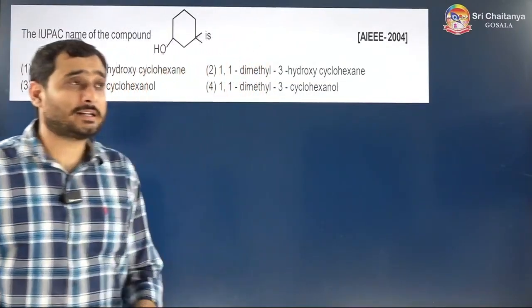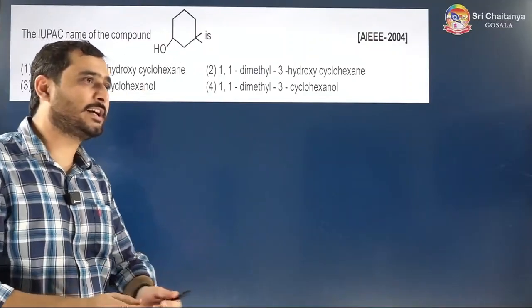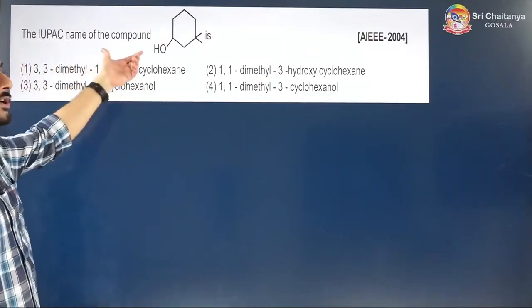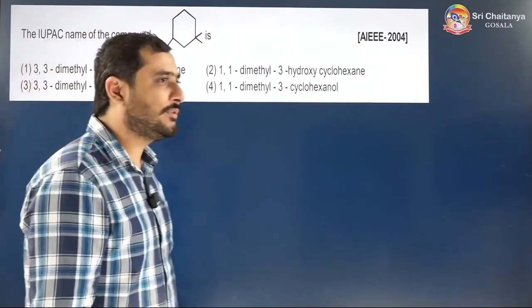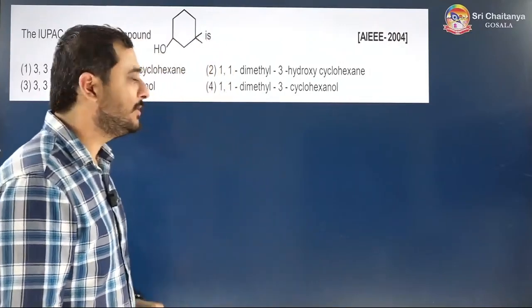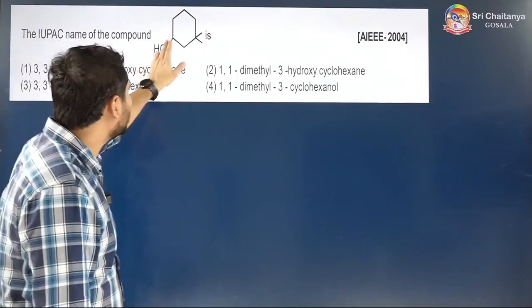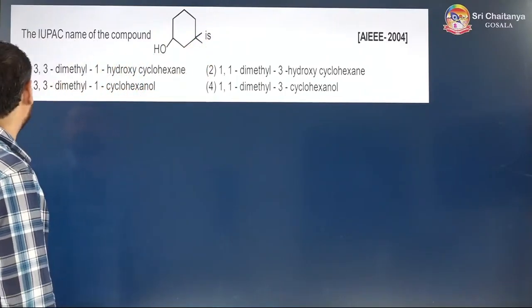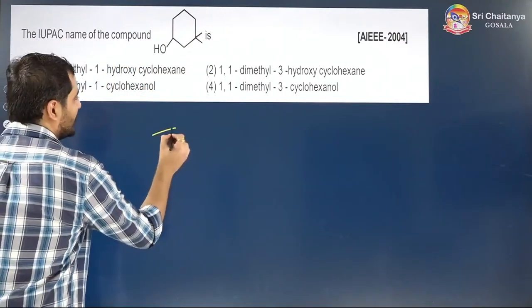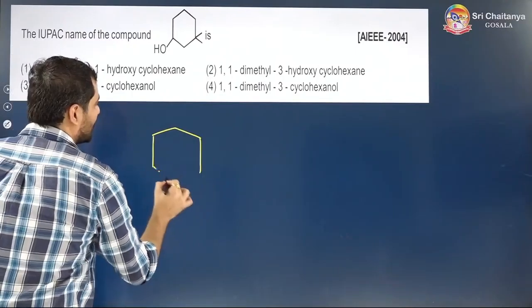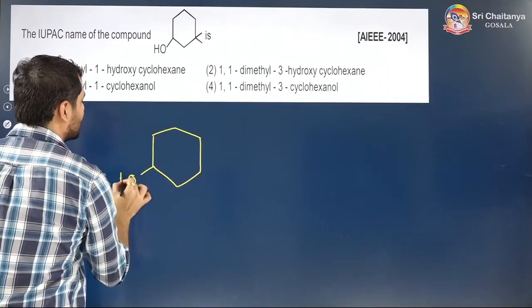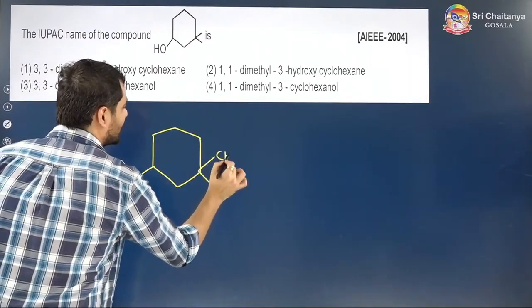Now tell the answer for this. In the last class some students were asking, sir, for an alcohol cyclic compound, how do we write the name? Now this is an alcohol cyclic compound. First tell me which functional group is present here? Alcohol. Then a very important point: which will get higher priority, the alcohol or the substituent? If I write this, how many substituents are present? 2 substituents are present. Which substituents are here? CH3 and CH3.